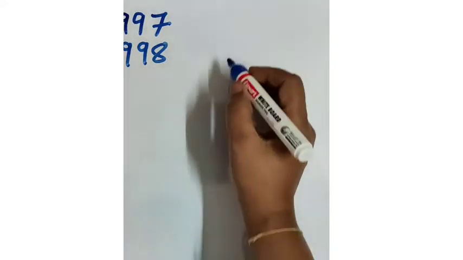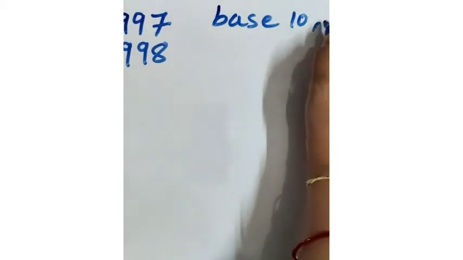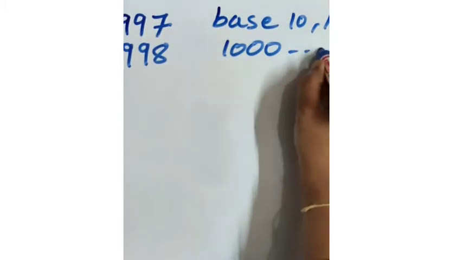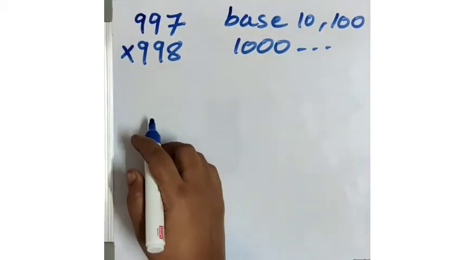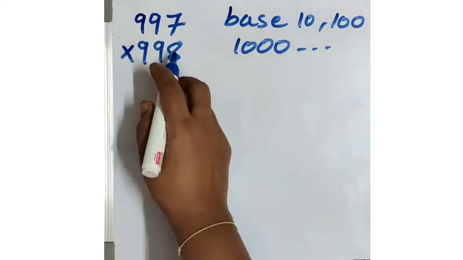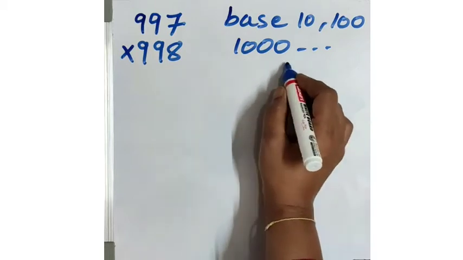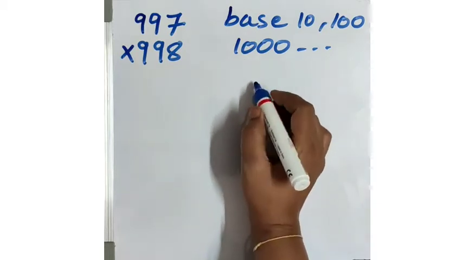We use the concept of base to solve multiplication problems. Generally, we use base 10, 100, or 1000, etc. Here in the given sum, we should ask ourselves which base is very close to both the numbers. For both the numbers, 1000 is very close. So we use the base as 1000.